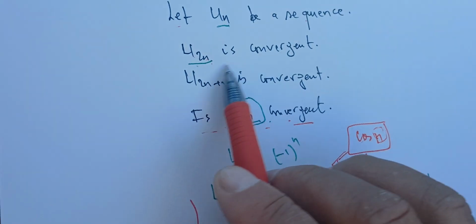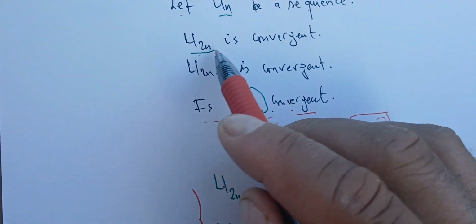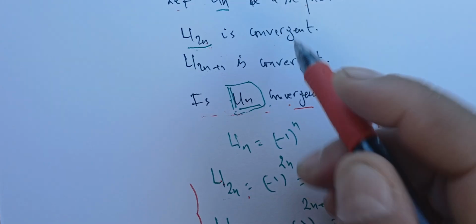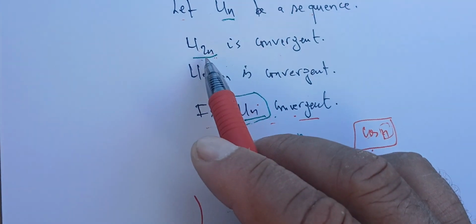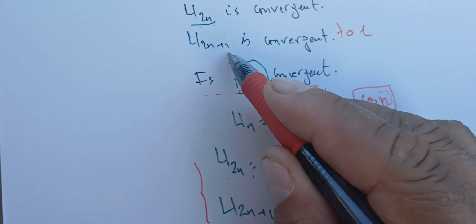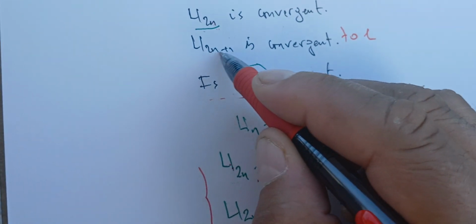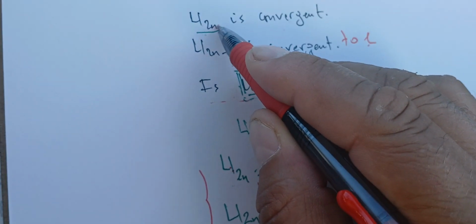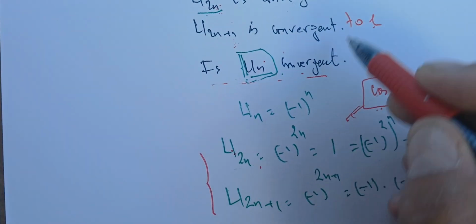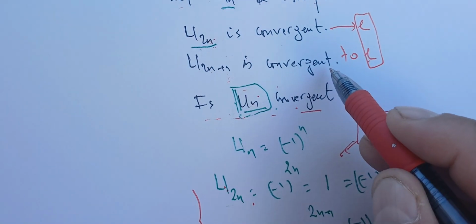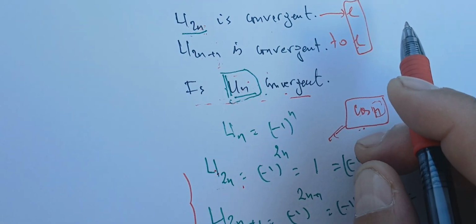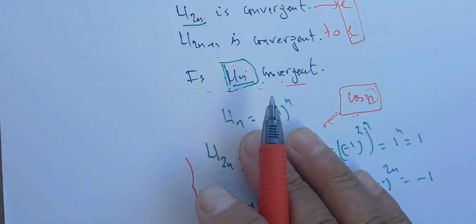So we can say: if u_2n is convergent to some L, and u_2n+1 is convergent to the same L, then u_n is convergent. We can prove this using the definition of the limit of a sequence. Anyways, we did answer the question and we added more.